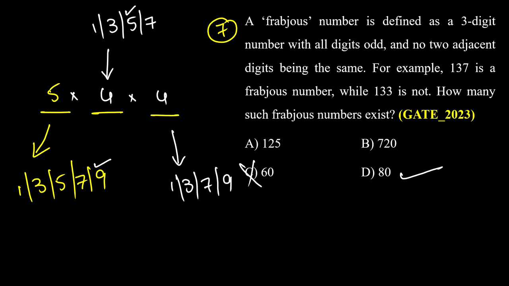Previous question, now this is a bit next level to that. In the previous one, all digits are even. It's a 3-digit number indirectly, between 100 and 1000, they mention. Here clearly it's a 3-digit number with all odd digits, with the condition that no two adjacent digits are the same.